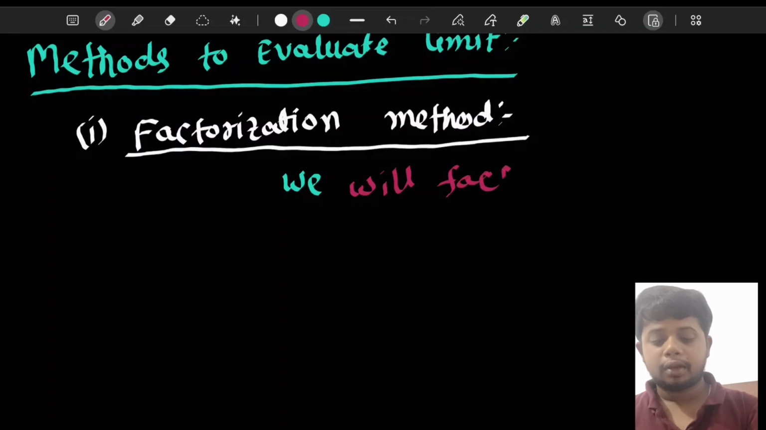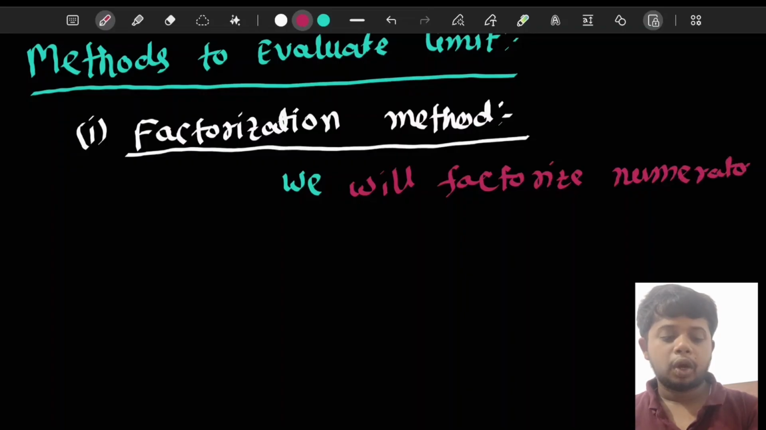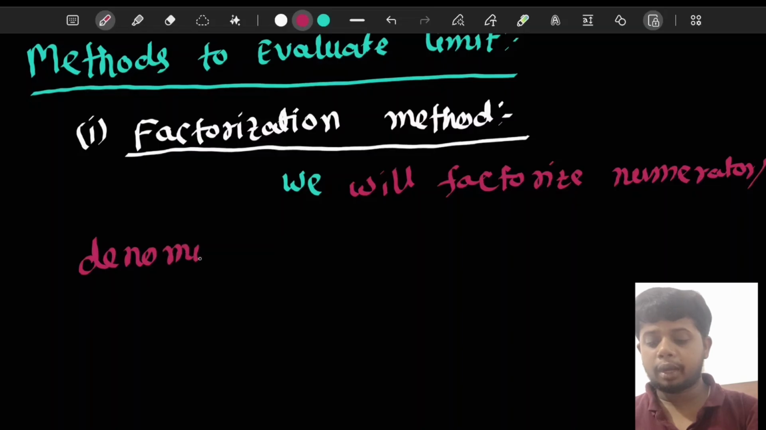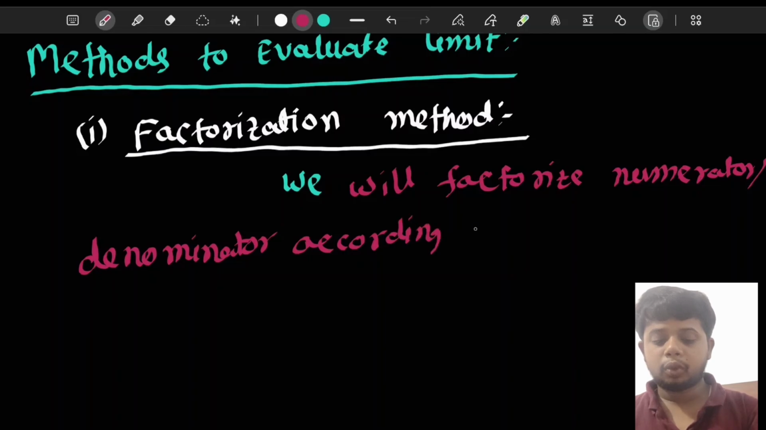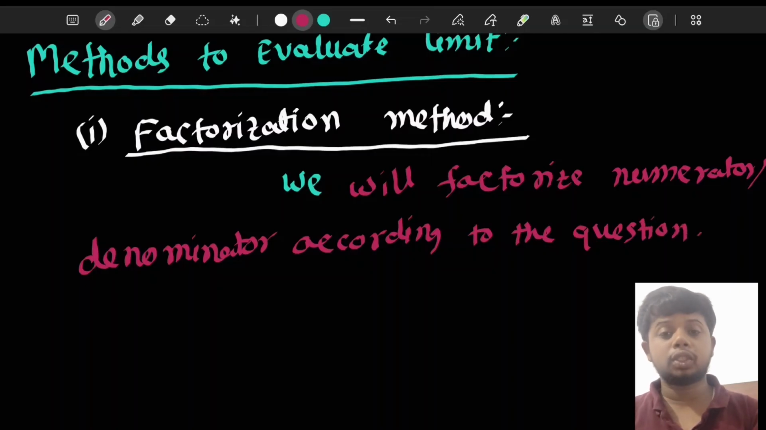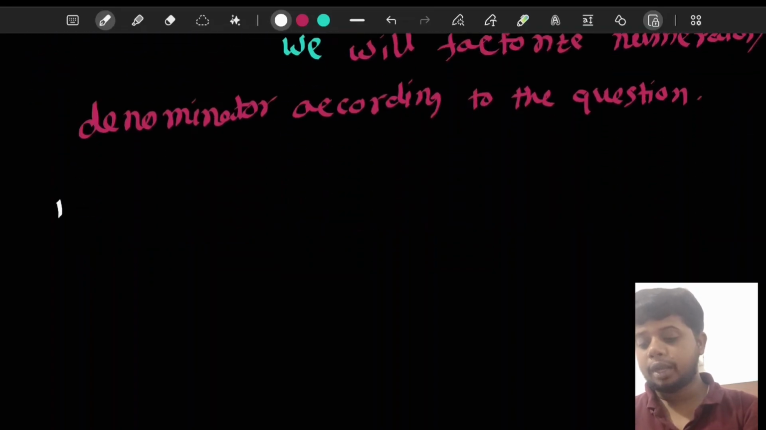So we will factorize numerator or denominator according to the question. This is called factorization. Second, we have to study that is called rationalization method.